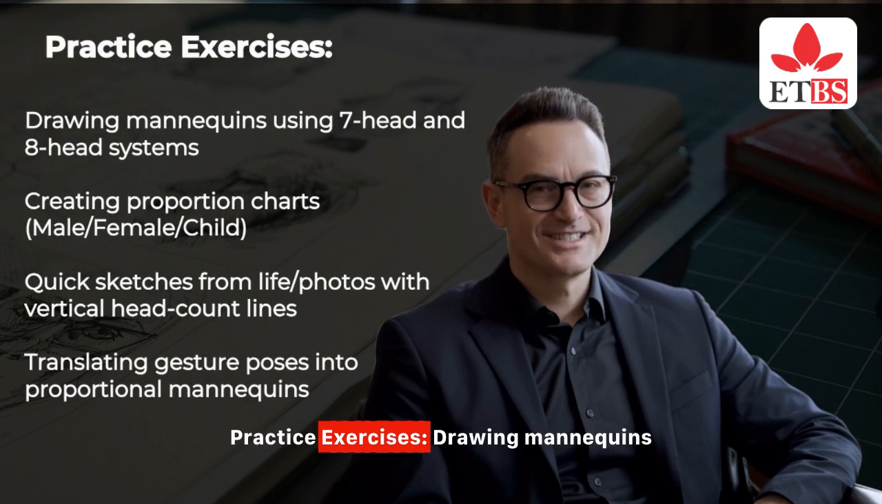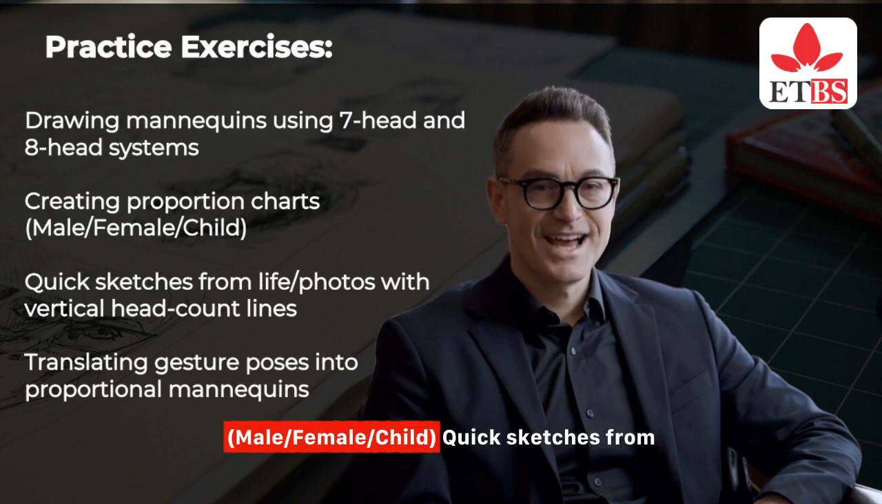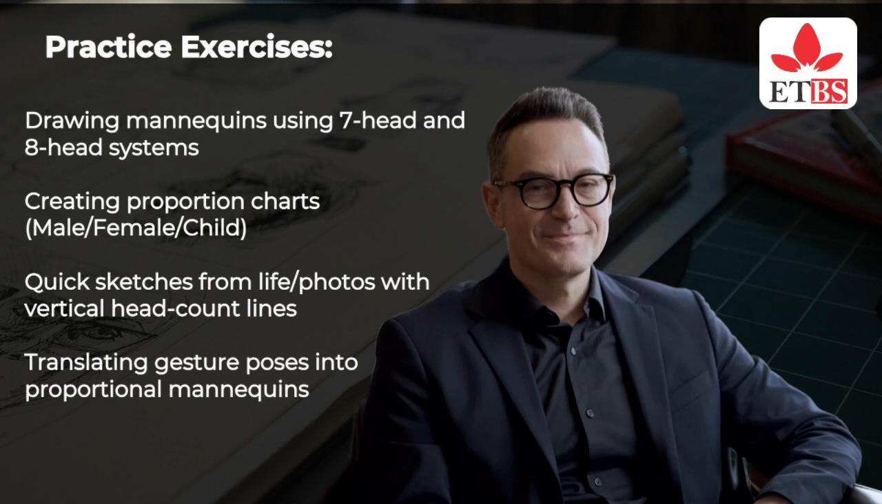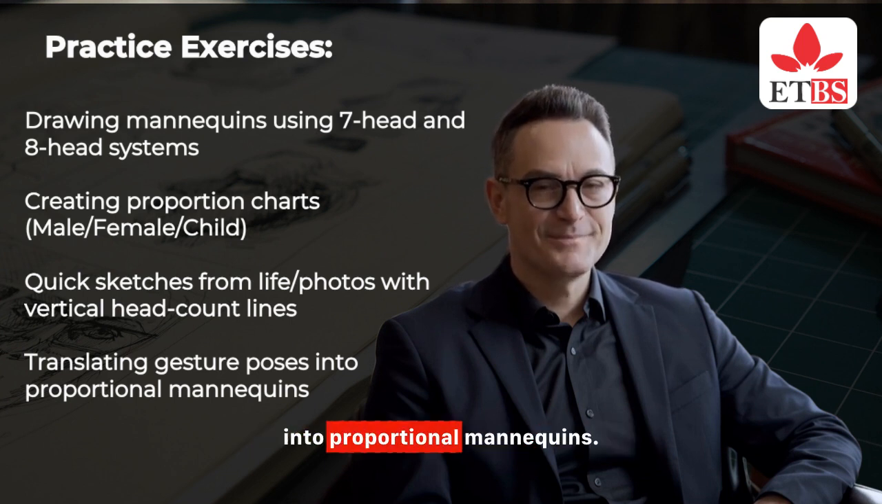Practice exercises: drawing mannequins using 7-head and 8-head systems, creating proportion charts for male, female, and child. Quick sketches from life photos with vertical head count lines, translating gesture poses into proportional mannequins.